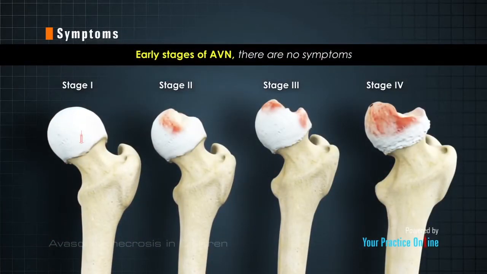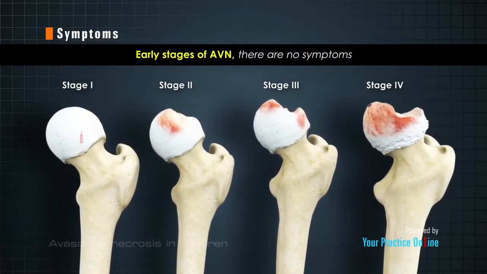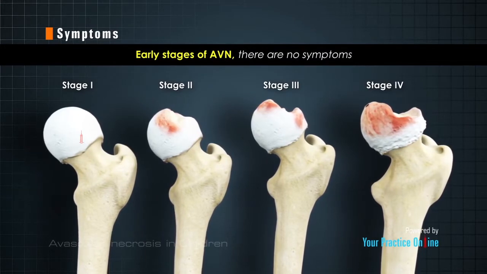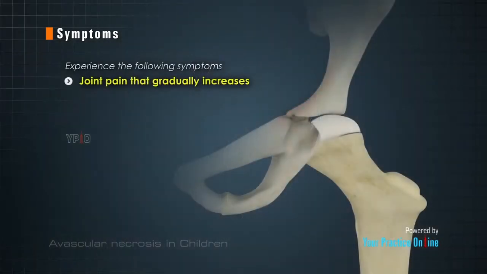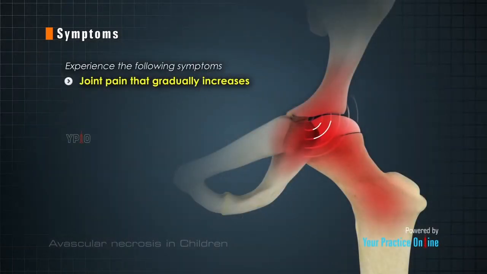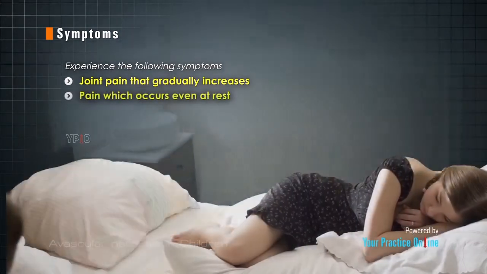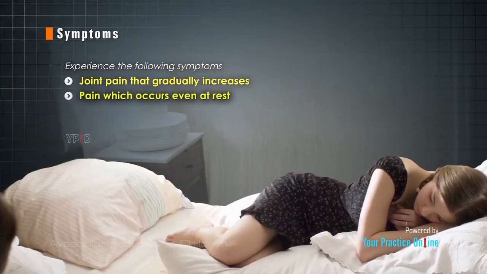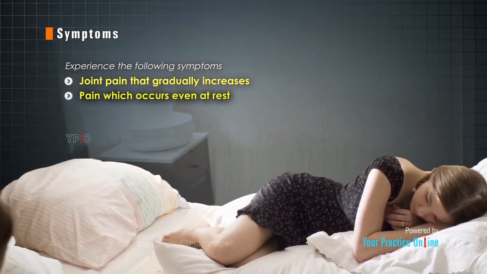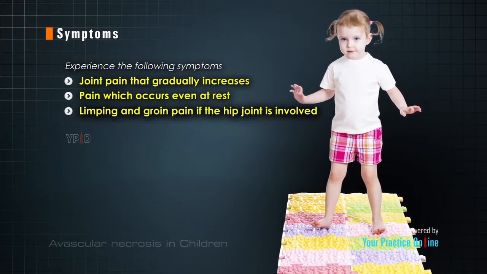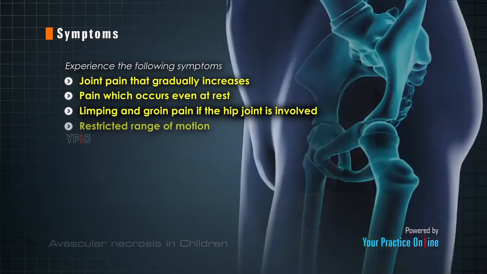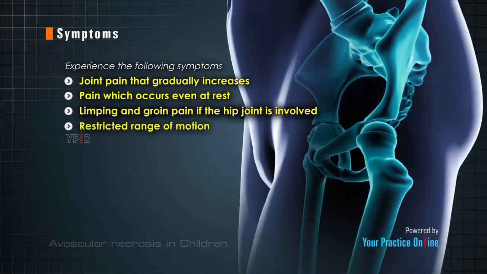Symptoms. In the early stages of AVN, there are no symptoms. As the disease progresses, your child may experience the following symptoms: joint pain that gradually increases, pain which occurs even at rest, limping and groin pain if the hip joint is involved, restricted range of motion.